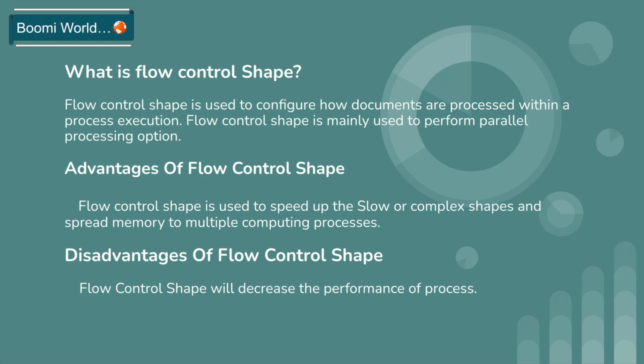There are some advantages to using the flow control shape. It is used to speed up slow or complex shapes and spread memory across multiple computing processes. There are some disadvantages as well: the flow control shape can decrease the performance of the process. Now we'll see how to configure the flow control shape on Boomi.